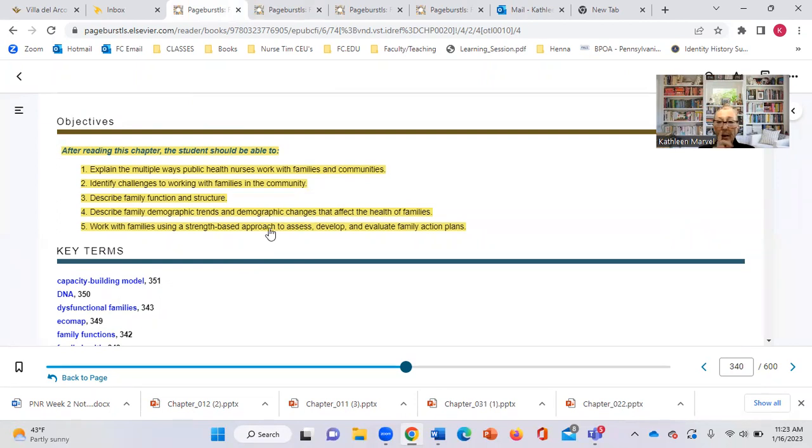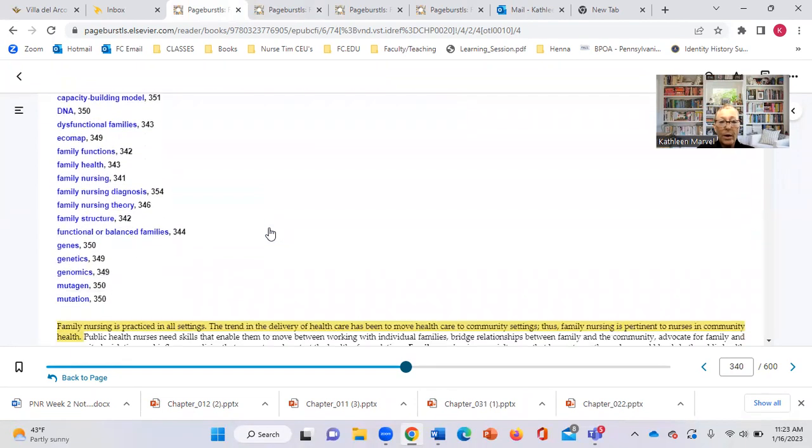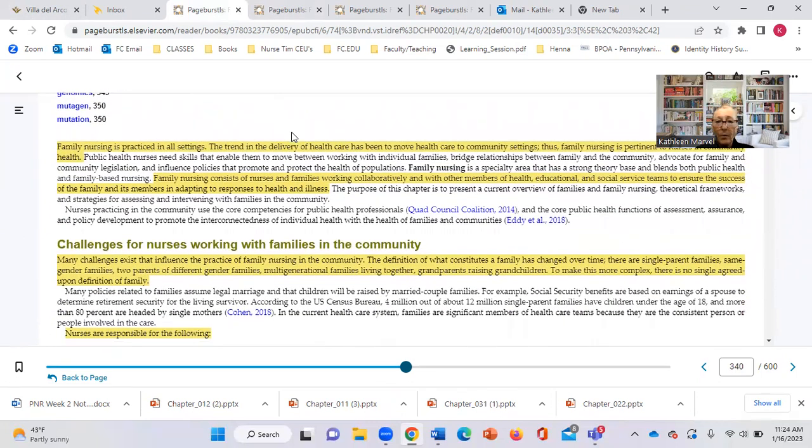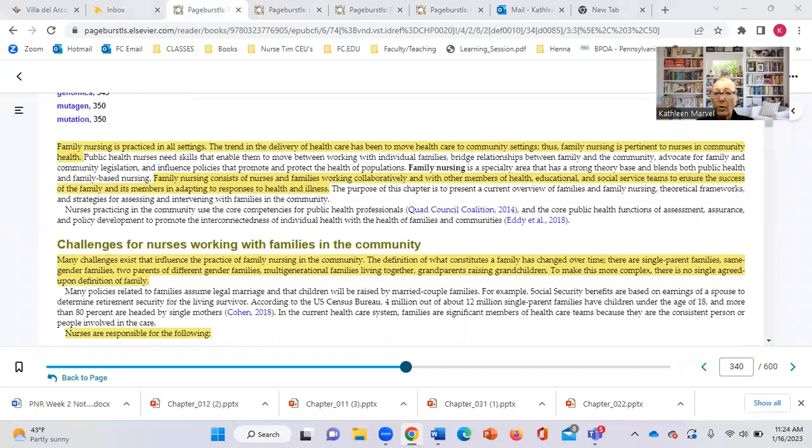So I've highlighted in yellow throughout the chapter the important areas that we need to be familiar with in order to support us being able to articulate the objectives. Okay, we know with regards to family nursing, that family nursing is practiced in all settings, right? We know that there's certainly been a trend over the years from moving health from the hospital to moving it into the community. Okay, so family nursing is a very important part of community nursing.